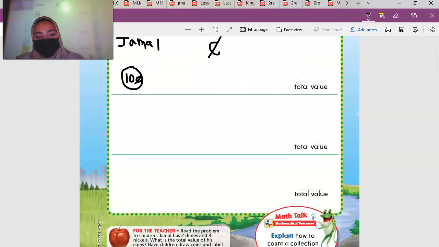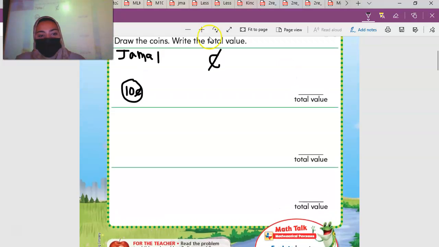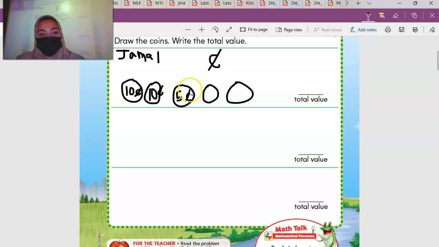So he has 2 dimes and 3 nickels. So 1 dime, 2 dimes, that's 2 10 cents, and 3 nickels. That's 1, 2, 3 nickels. And then I have to draw a what in them? 5 cents, because a nickel is worth how much? 5 cents. Pretty simple.